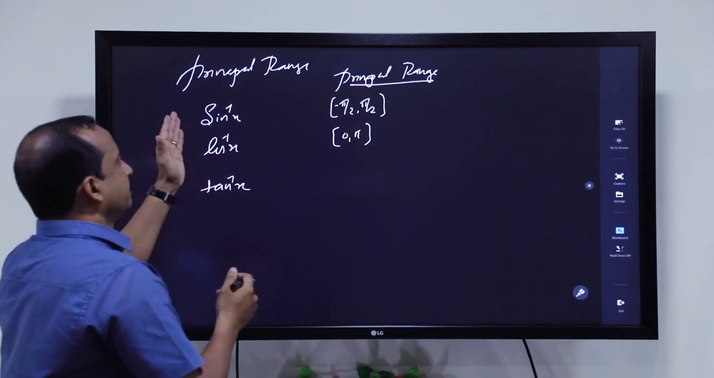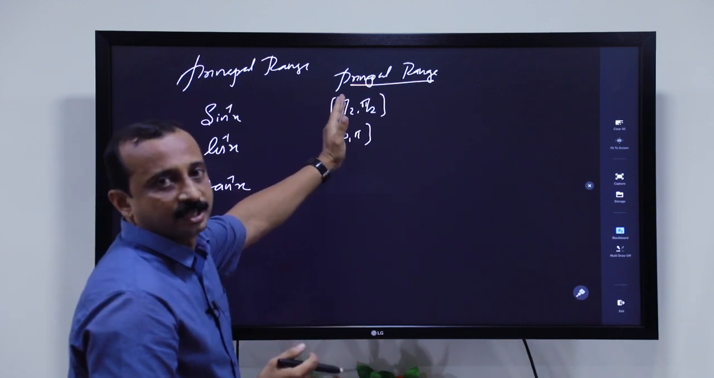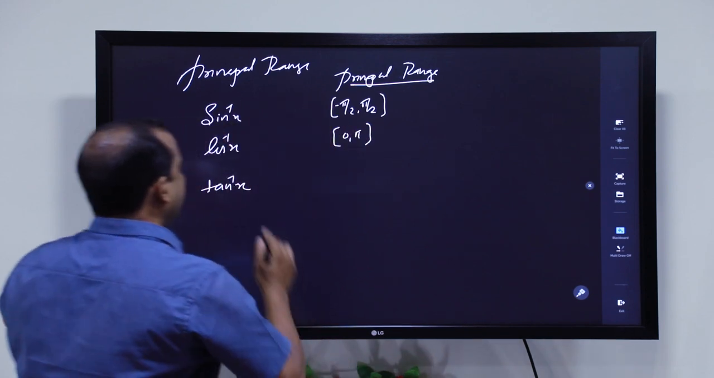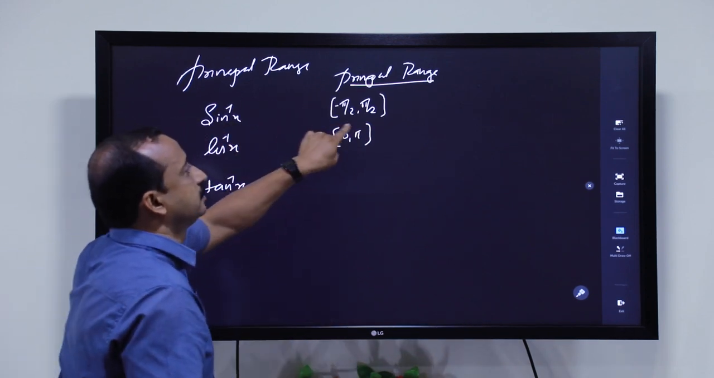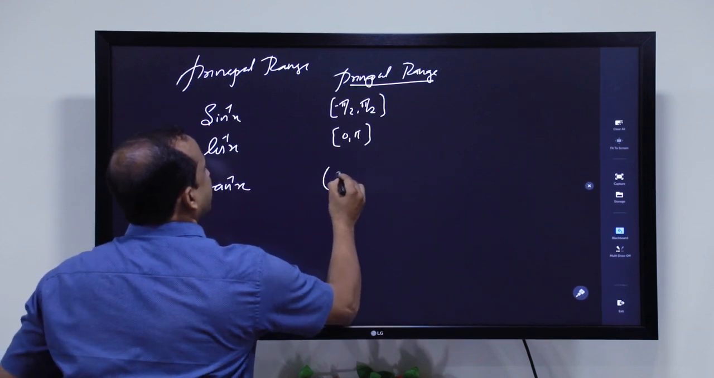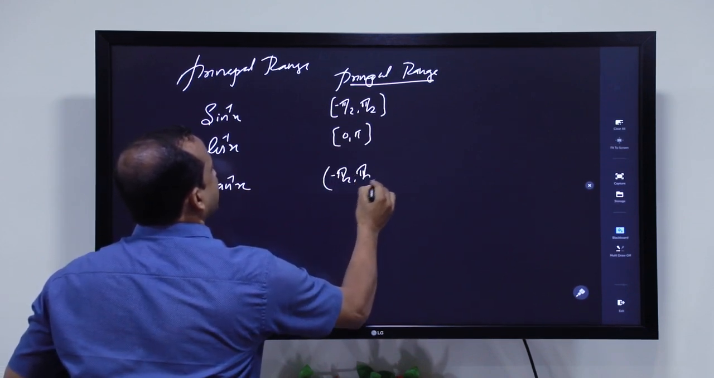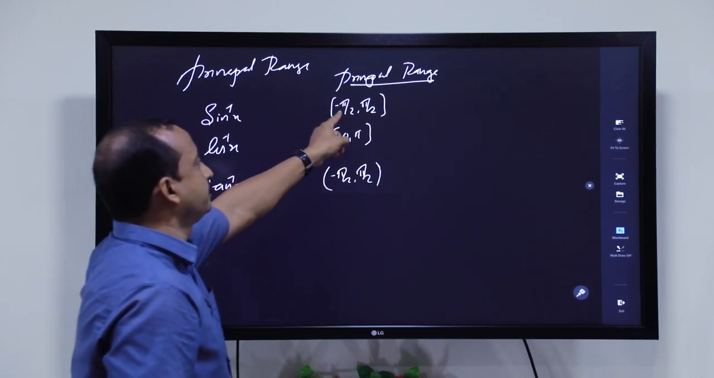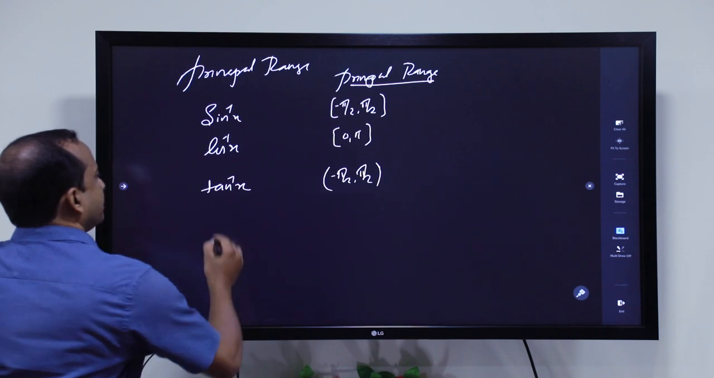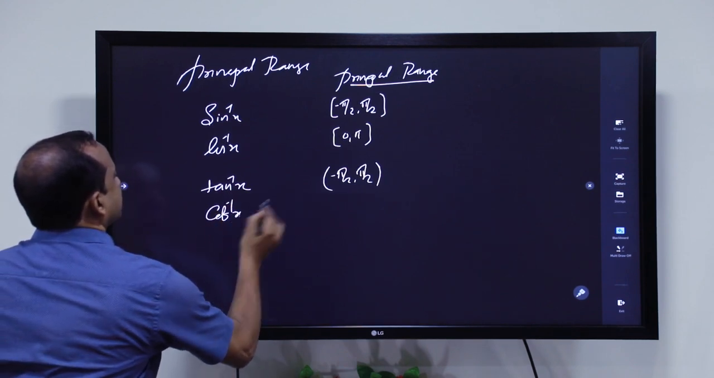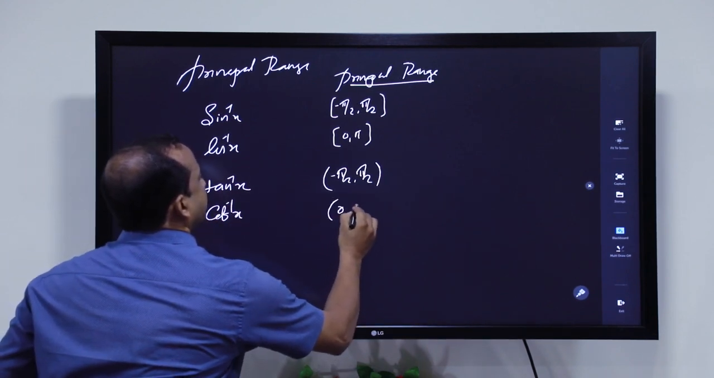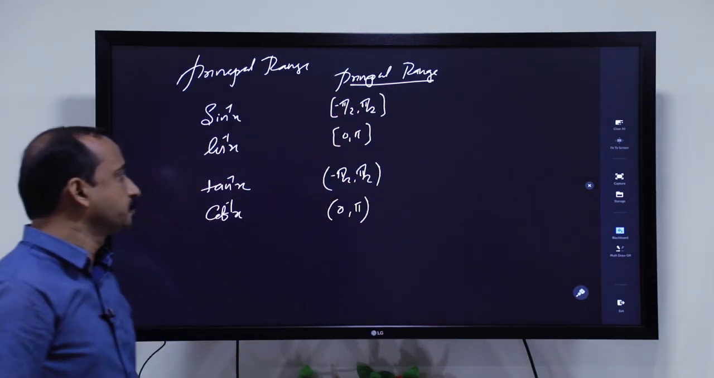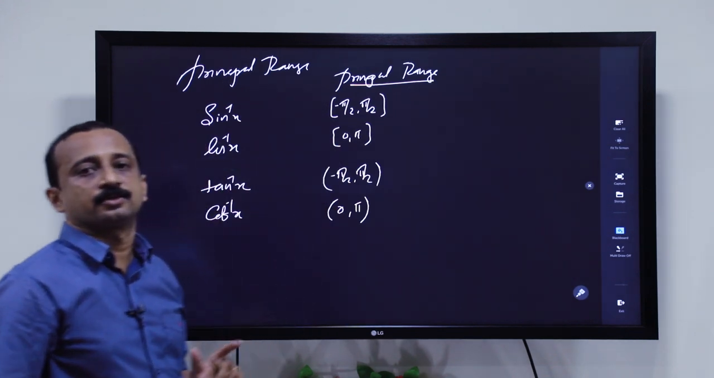Okay. So sine inverse x principal range is the closed interval minus pi by 2 to plus pi by 2. Cos inverse x principal range is the closed interval 0 to pi. Next tan inverse x, here we use an open interval, the open interval minus pi by 2 to plus pi by 2. Using this principal range, we can easily remember the next range. Here you use a closed interval, here an open interval. Then cot inverse x, the open interval 0 to pi. Tan inverse x principal range is the open interval minus pi by 2 to plus pi by 2. Cot inverse x range is the open interval 0 to pi.